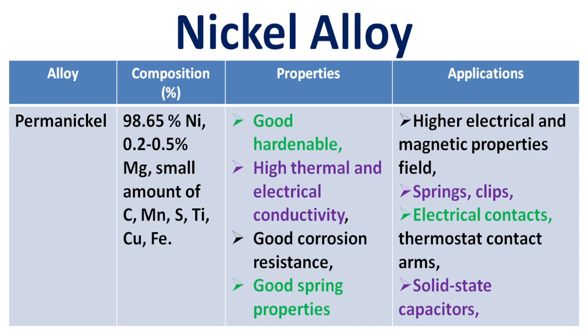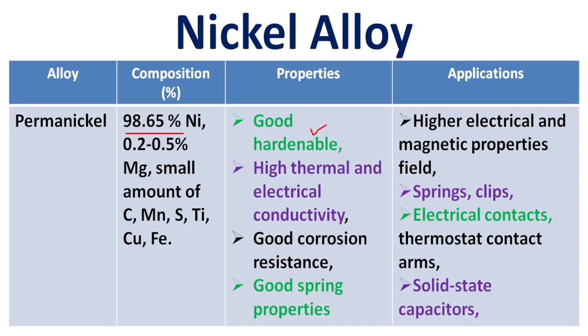So the second one is Permanickel. It is 98.6% nickel, 0.2 to 0.5% magnesium, and a small amount of carbon, manganese, sulfur, titanium, copper, and iron. Okay, it is 98.65% nickel and 0.25% magnesium. This is Permanickel.